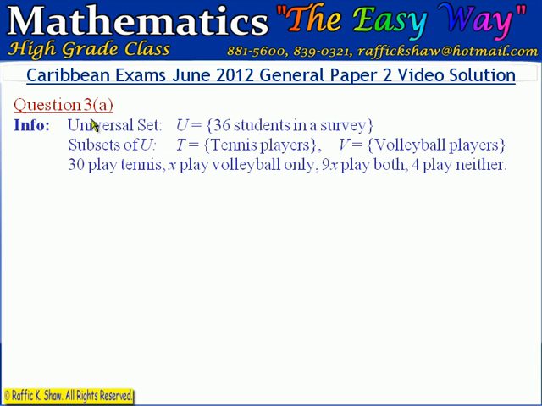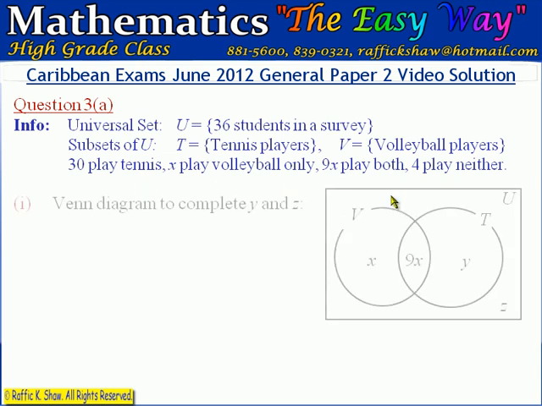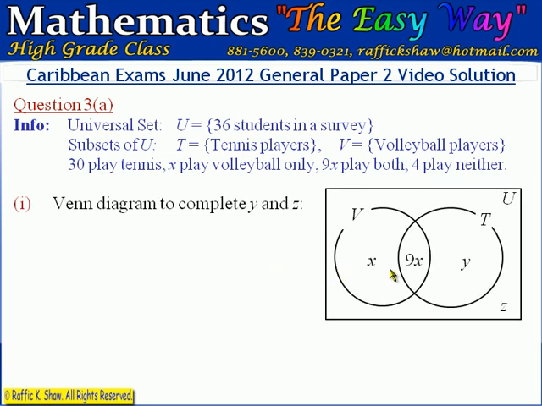Welcome to question 3A of our CSEC Math exam, June 2012 exam video solutions. And this is a sets question. The question tells us of a survey of 36 students playing tennis, volleyball, and some of them play neither. The first part gives us this Venn diagram to complete the values for y and z.